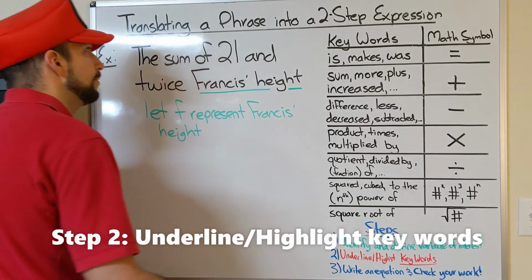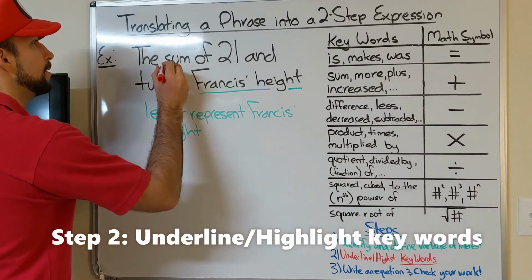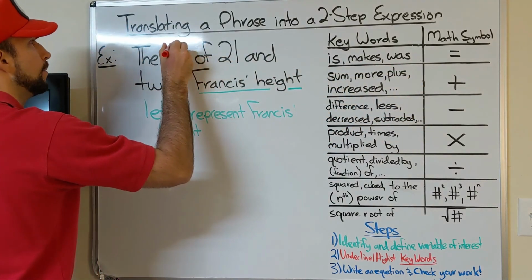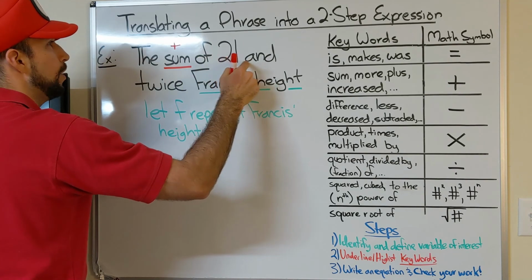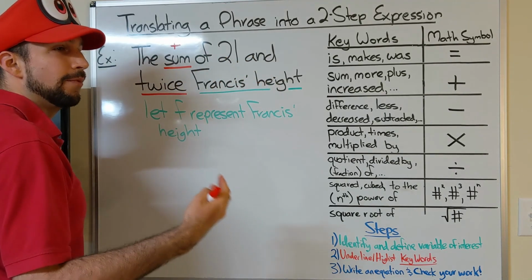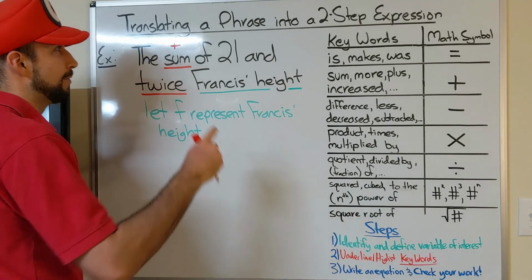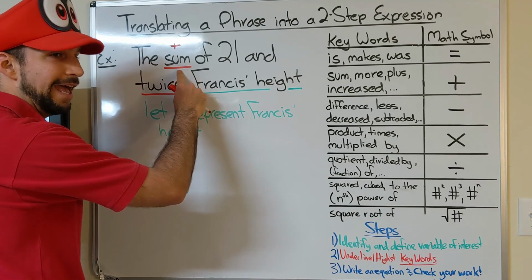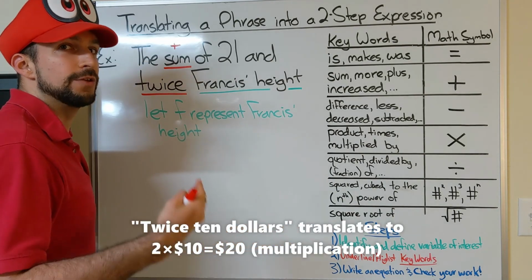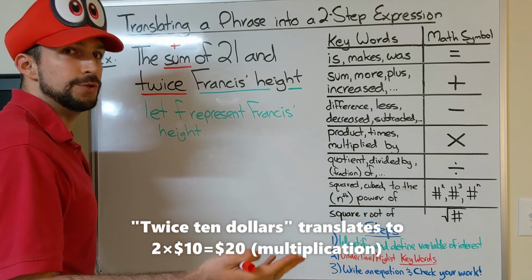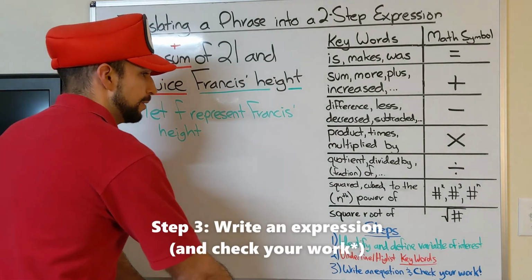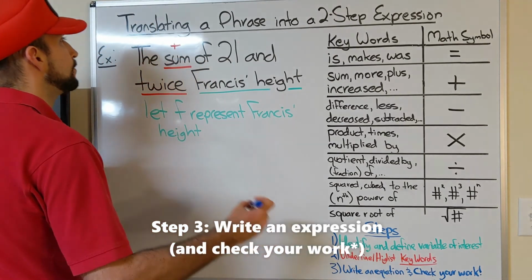Next, we're going to underline or highlight the important information. So the first keyword I see is sum, which is going to mean addition of 21 and twice Francis's height. Twice here is going to be multiplication. This may seem counterintuitive because we see sum, so we'd think add to. But if I asked for twice $10, you wouldn't give me 12, you'd give me 20, which is twice or 2 times 10. So let's now write an equation to represent this expression.